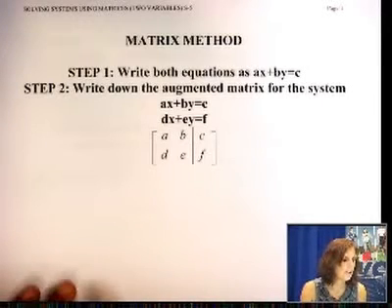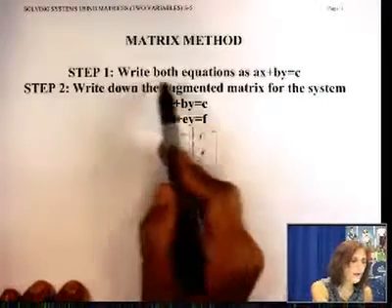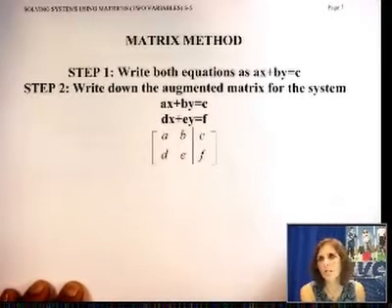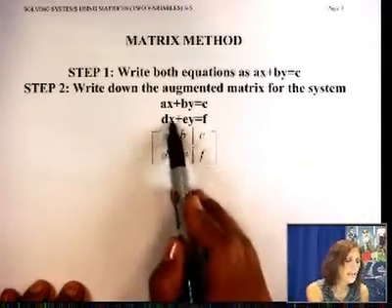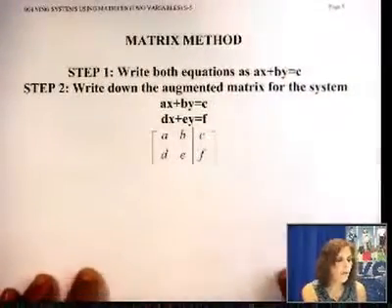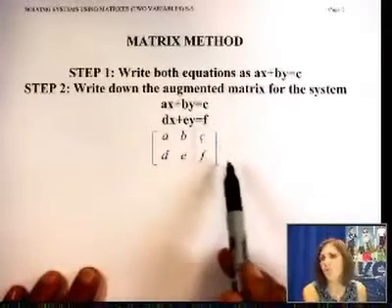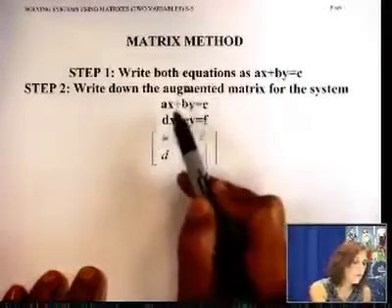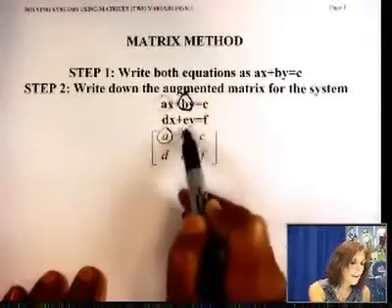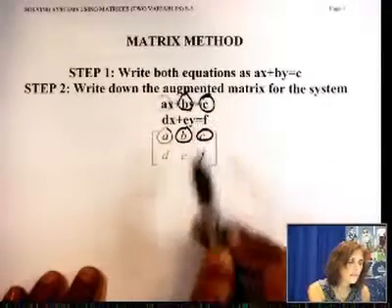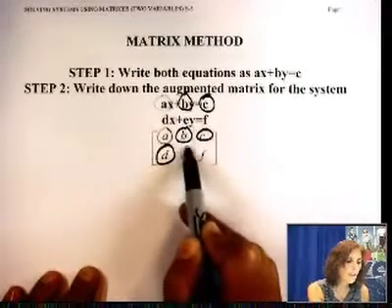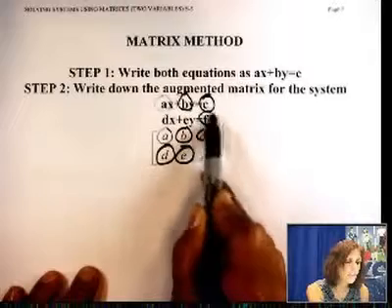What you need to do is write both equations in ax plus by equals c form. So x and y are on the left, and dx plus ey equals f. All right? And what's going to happen is you're going to put down an augmented matrix, which is going to be the coefficient of x, coefficient of y, and the constant. Then the coefficient of x in the second equation, coefficient of y in the second equation, and the constant in the second equation.